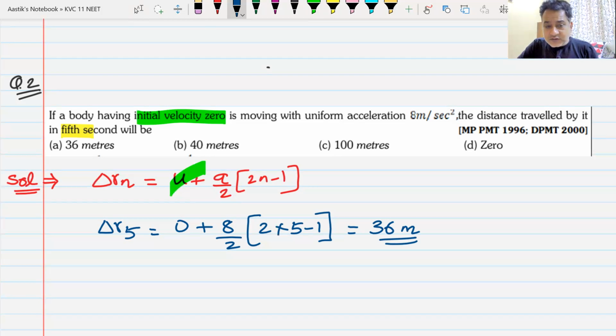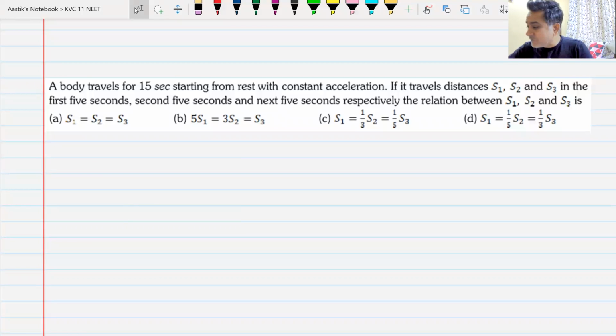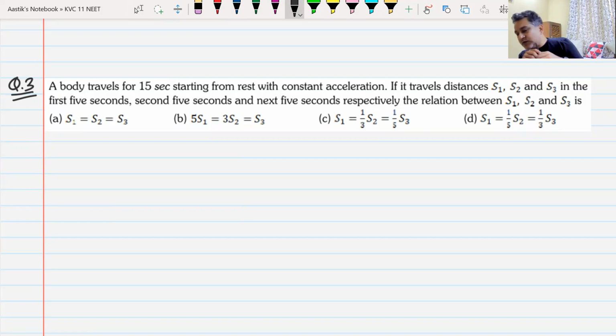Comes the next one, and this is the next one. I have forgotten which question number this is, so I will just give it an arbitrary number. I think it was 2. Question number 3. A body travels for 15 seconds starting from rest with constant acceleration. It travels distances s1, s2, and s3 in the first 5, second 5, and the next 5 seconds. Find the relation between s1, s2, and s3. I'll give you 2 minutes to solve this.